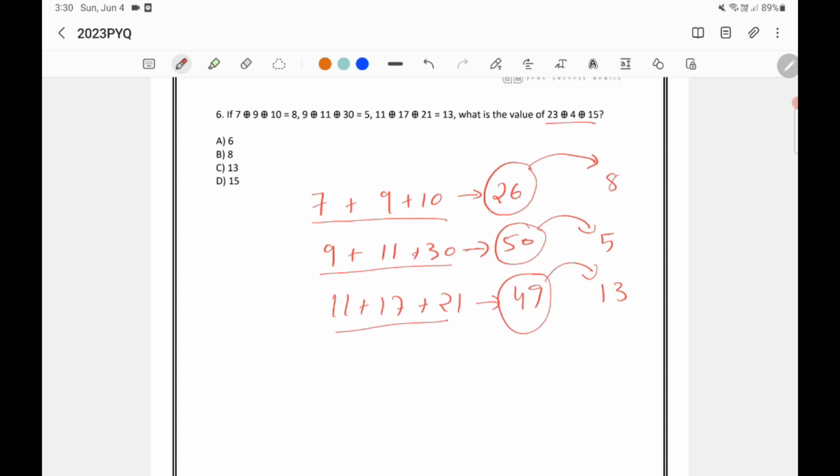And you know that 2 plus 6 is 8. 5 plus 0 is 5. And 4 plus 9 is 13. So in this way we can find out the answer.